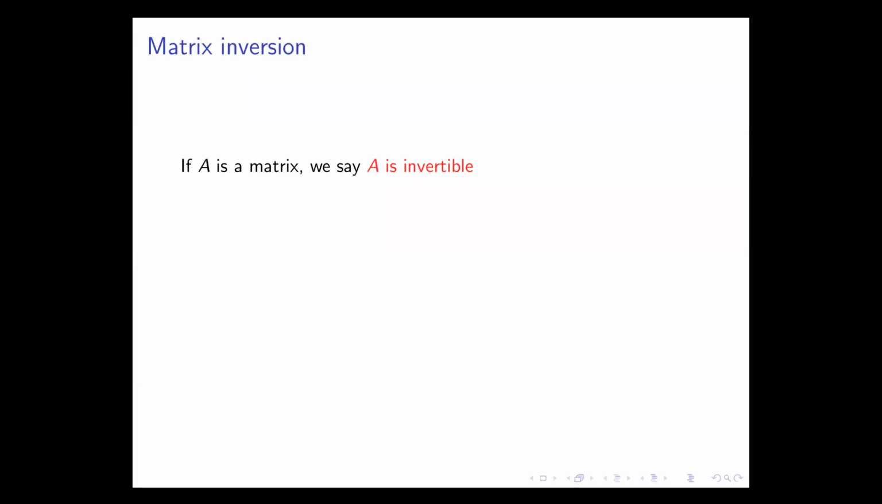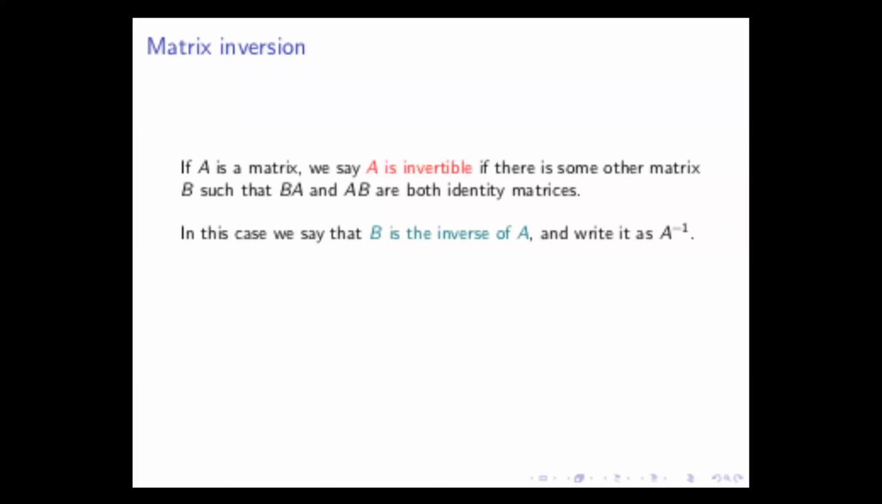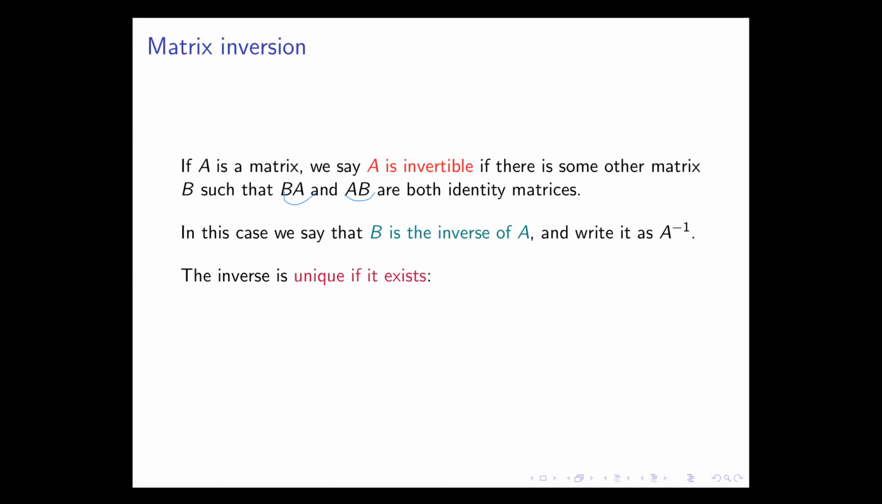So we say that the matrix A is invertible if there is some other matrix B such that B times A and A times B are both identity matrices. And in this case, we call B the inverse of A. So it's crucial that this has to be satisfied in both orders. That assumes that the matrix has to be square. It has to have the same number of rows and columns.